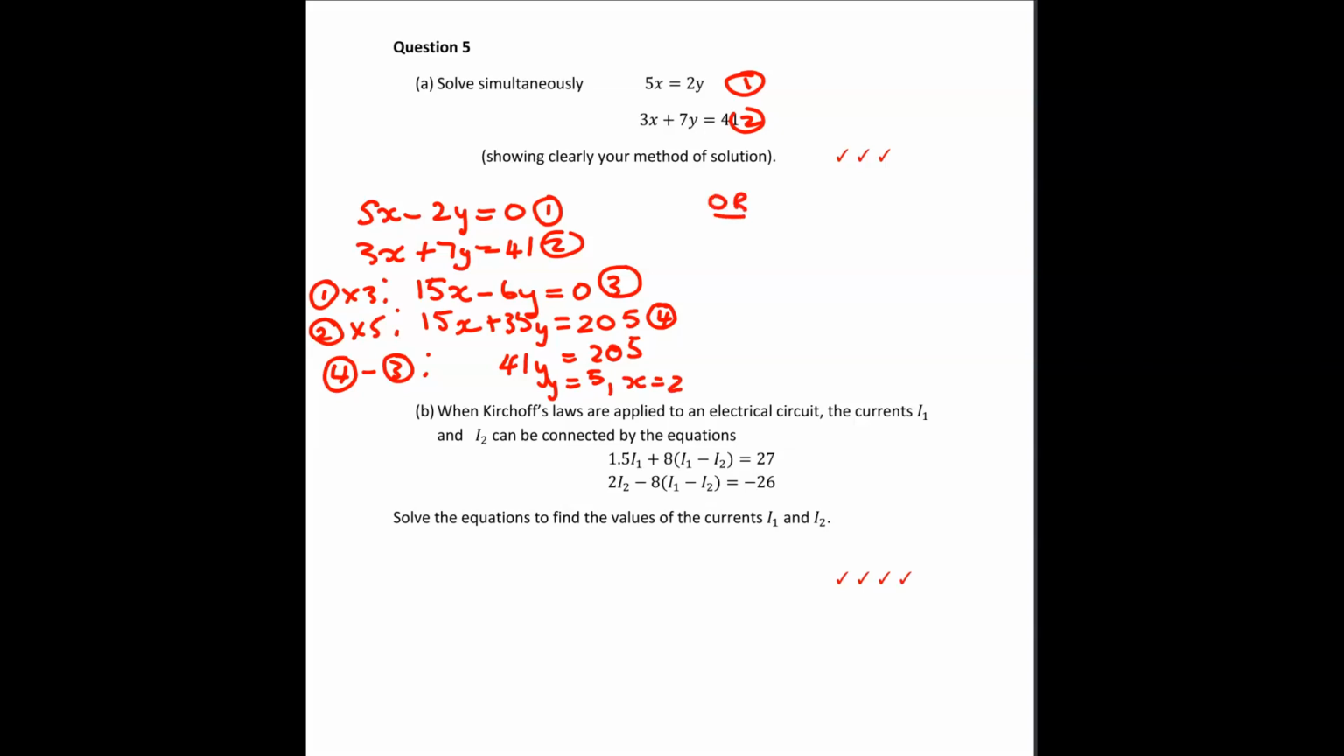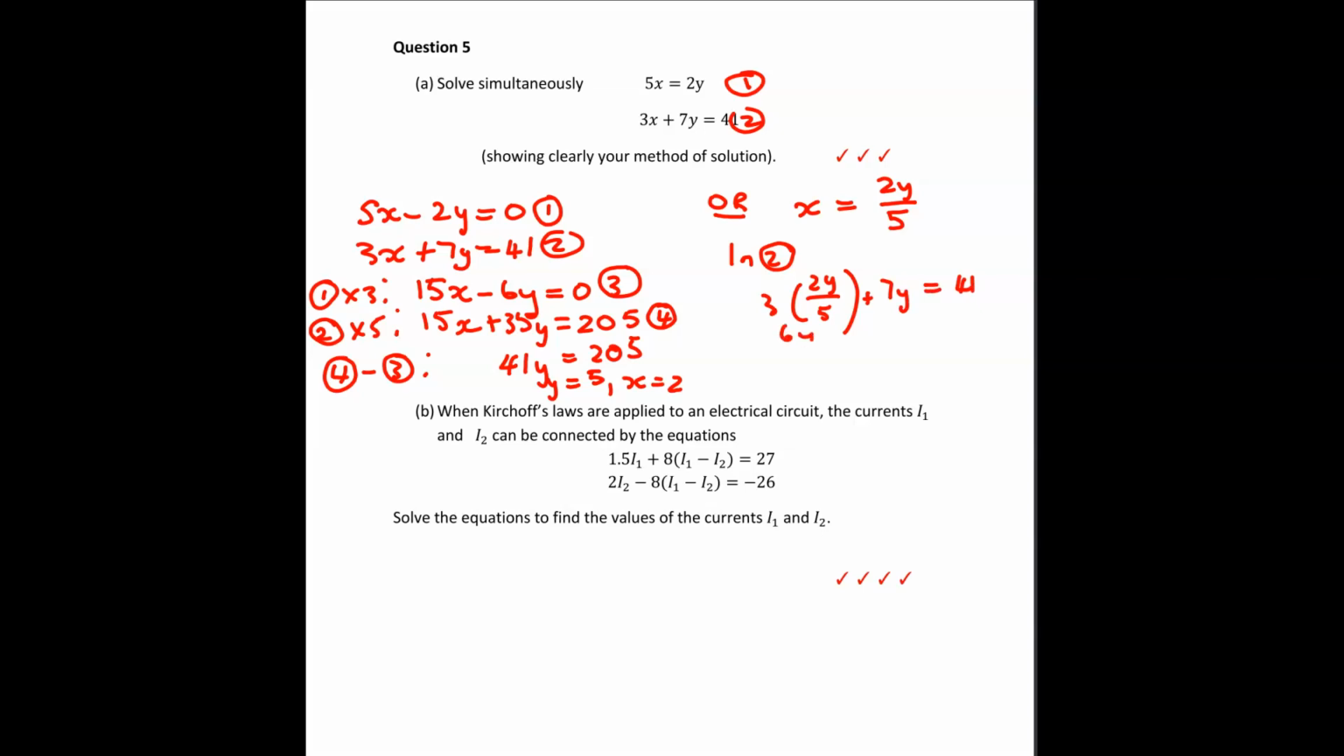I wouldn't recommend doing the second one by substitution. The Kirchhoff's law one by substitution just gets very complicated. But this one may have been fine to do by substitution. So you just rearrange equation 1 to make it x equals 2y over 5. Put it into equation 2. So then you'll have 3 times 2y over 5 plus 7y equals 41.